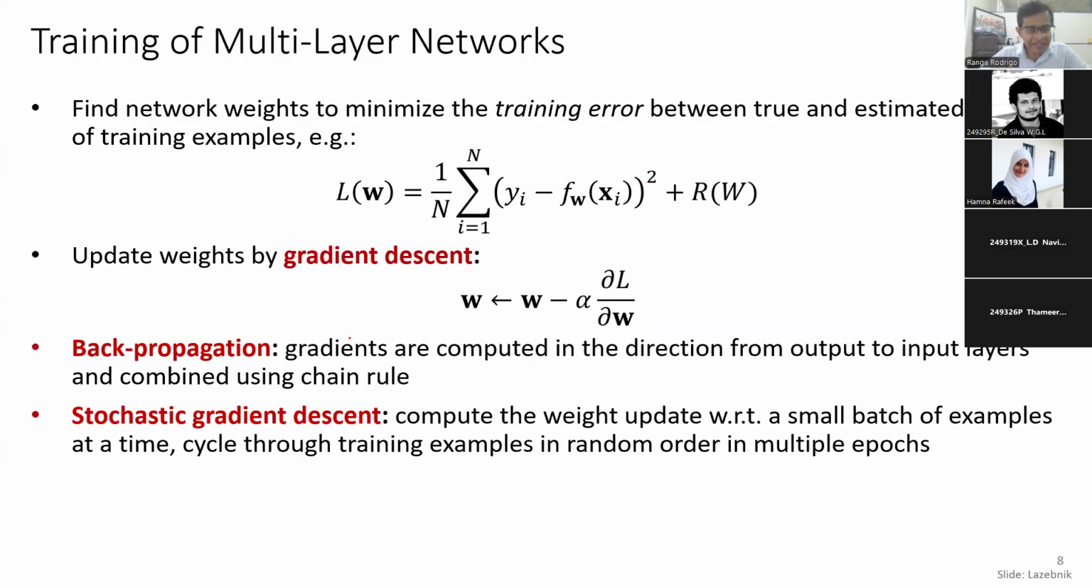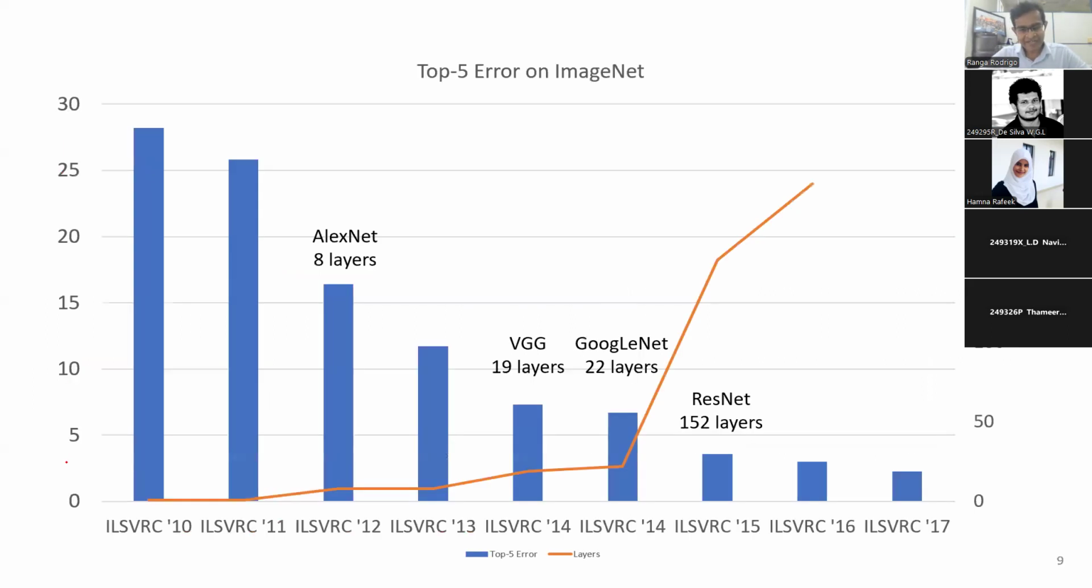So we find the network weights to minimize the training error between true and estimated labels of the training examples. Update the weights by gradient descent. Backpropagation means gradients are computed in the direction from output to the input layers by combining using the chain rule. We will look at this in detail later, hopefully. Stochastic gradient descent means compute the weight updates with respect to a small batch of examples. Some people call it mini-batch gradient descent. At a time, cycle through the training examples in a random order in multiple epochs. This is called stochastic gradient descent.